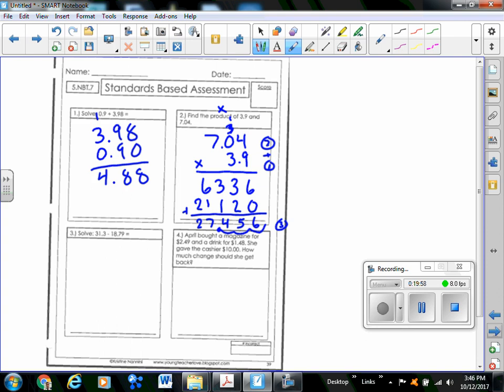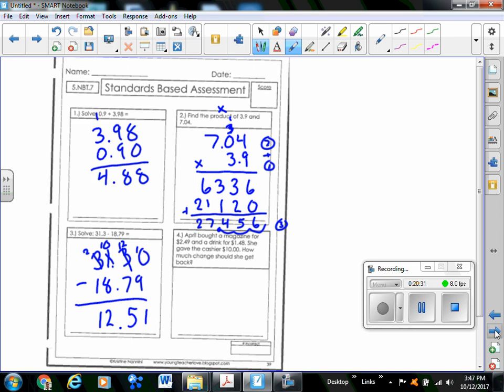Next one we need to solve. I've got 31 and 3/10, and I'm subtracting 18 and 79/100. Got to add a 0. Borrow, that 3 becomes a 2, make it a 10. 1 becomes 0, make that a 12. 12 minus 7, 7, 8, 9, 10, 11, 12 is 5. 3 becomes a 2, borrow to get 10. That's 2, 1. We get 12 decimal point 51.